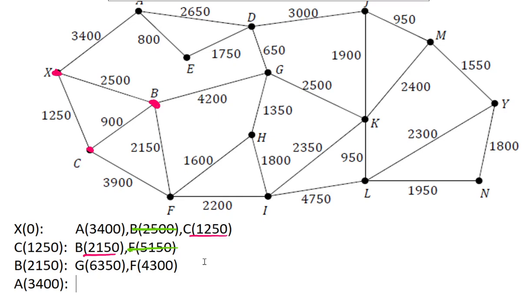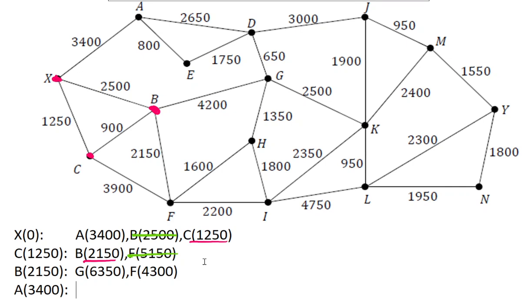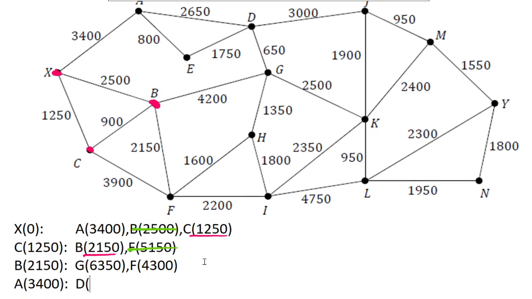So where are we at? We're at A 3400, and that lets us get to D for 6050, and lets us get to E for 4200.